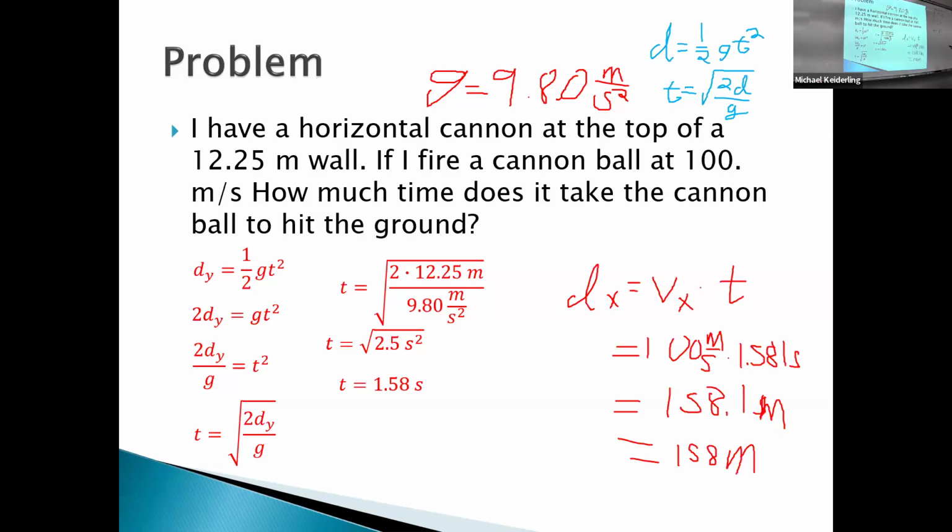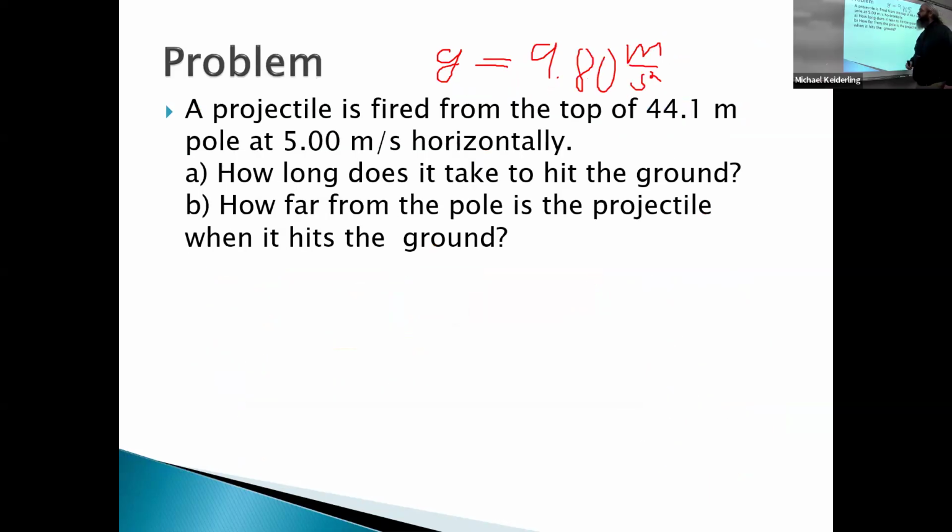And then the distance horizontally will just be the horizontal velocity times the time. So 100 meters per second times 1.58 seconds gives you 158 meters. So this cannonball will travel 158 meters horizontally.